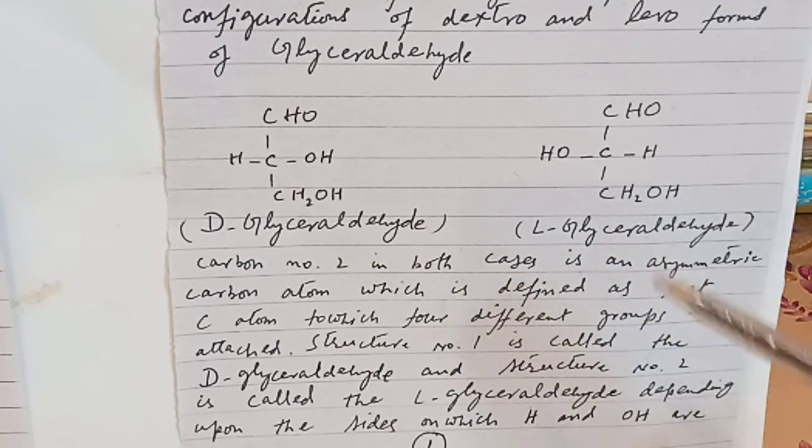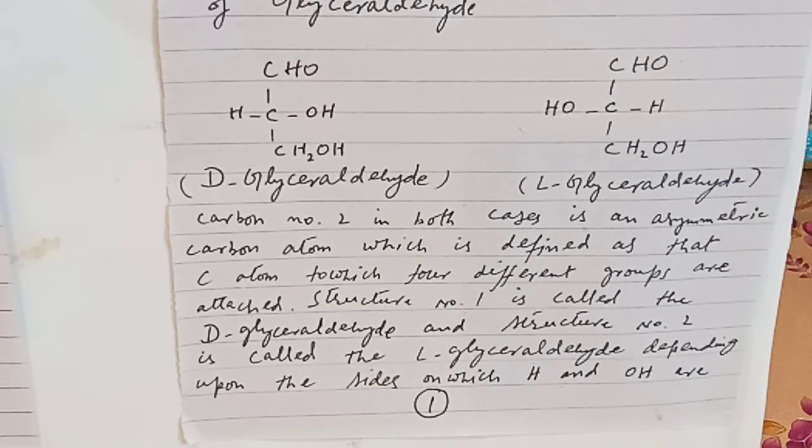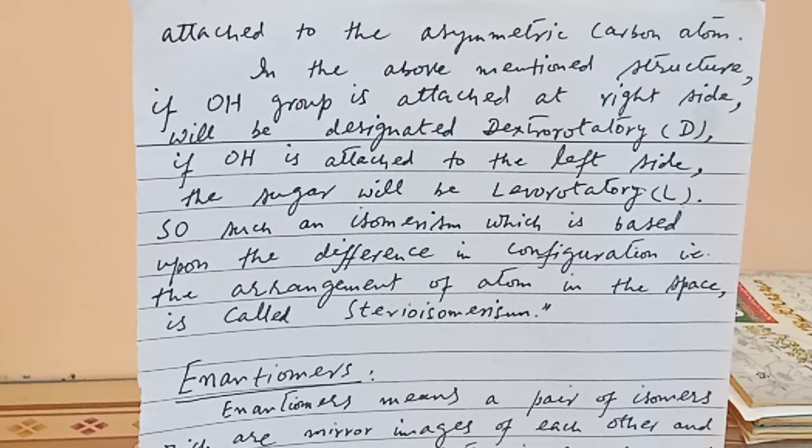And also, remember in your mind that carbon number 2 in both cases is an asymmetric carbon atom, which is defined as a carbon atom to which 4 different groups are attached. Structure number 1 is called D-glyceraldehyde and structure number 2 is called L-glyceraldehyde, depending upon the sides on which the hydrogen and hydroxyl groups are attached. So students, in L-glyceraldehyde and D-glyceraldehyde, the asymmetric carbon atom is number 2.